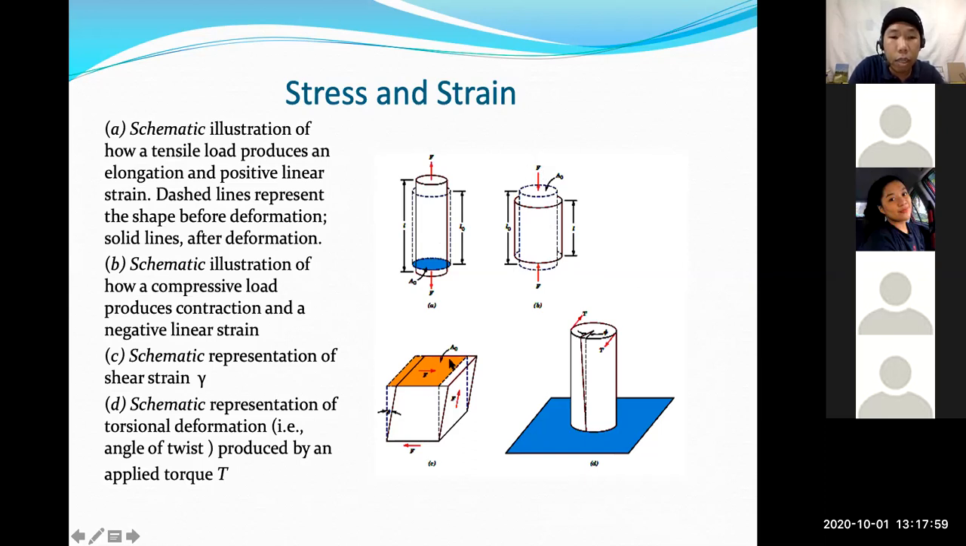And letter C here is the representation of the shear strain, represented by gamma. Take a look at the direction of the force. So going to the right and to the left here, horizontally. And you have the angle theta here due to strain. Now, letter D is the schematic representation or an illustration of a torsional deformation. So due to twisting, this is produced by an applied torque.